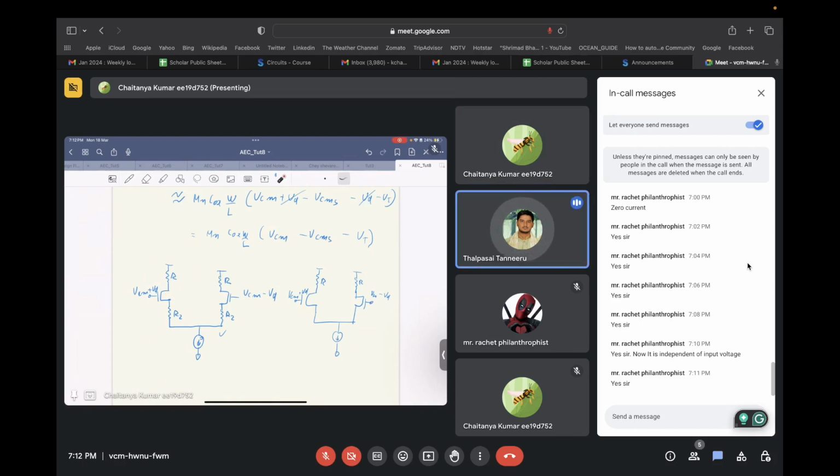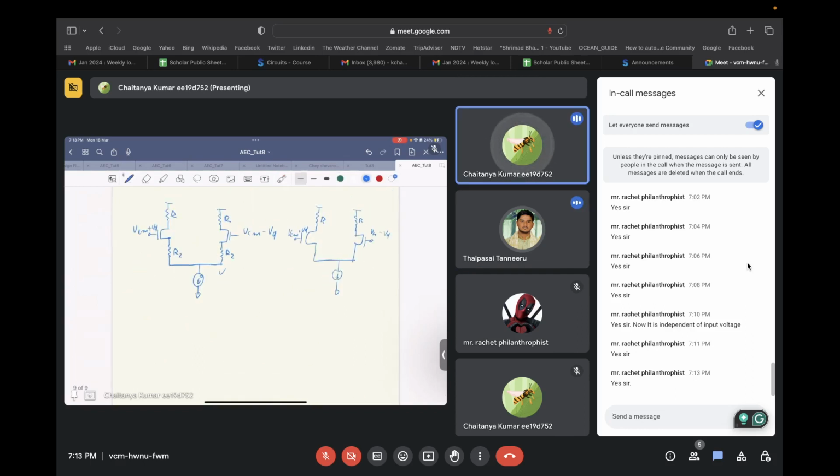Sir, by placing R2 we get linearity, and it is acting like source degeneration. Yes, basically we want source degeneration in the differential circuit only, right? In common mode it is not required. Yes, sir, exactly. Does everyone understand this? So if it is not required in common mode, and you want it in differential mode, your circuit should look like this.